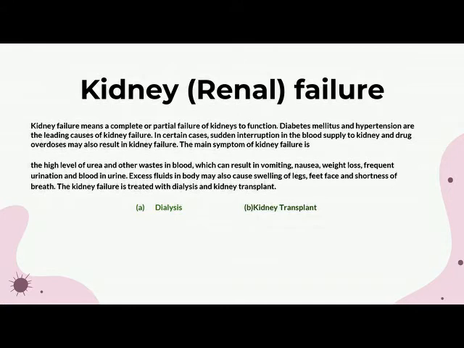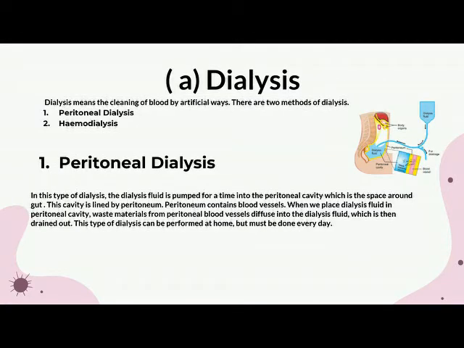The main symptom of kidney failure is a high level of urea and other waste in the blood, which can result in vomiting, nausea, weight loss, frequent urination, and blood in urine. Excess fluid in the body may also cause swelling of legs, feet, and face, and shortness of breath. Kidney failure is treated with dialysis and kidney transplant.